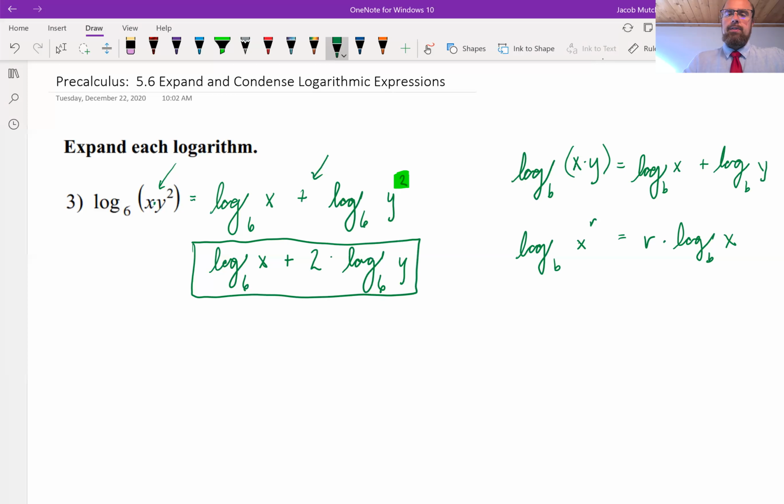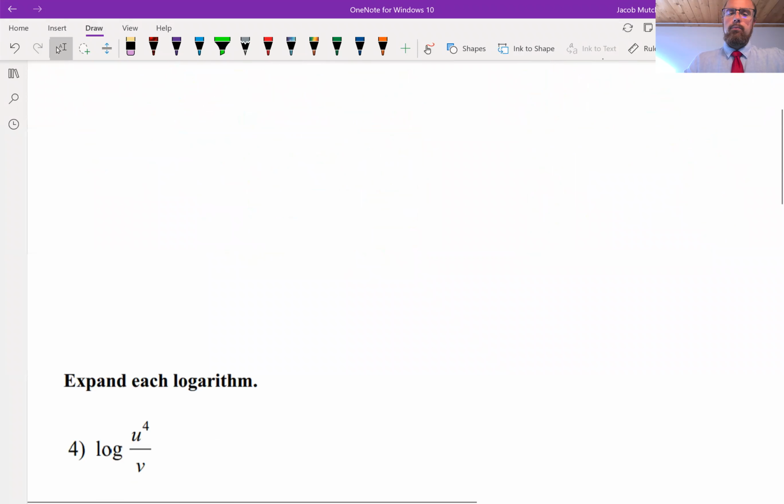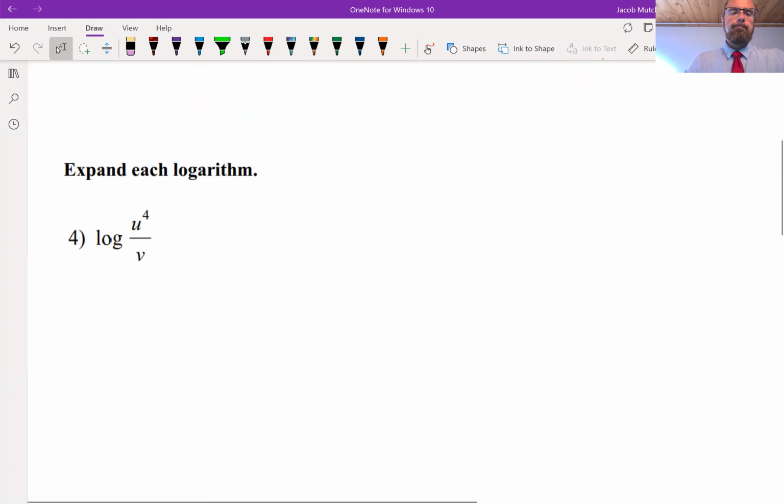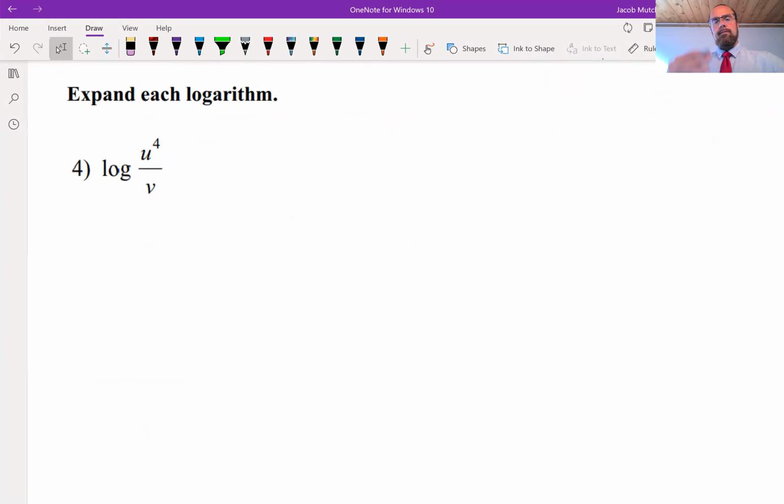Let's take a look at a second example. So our first example was about a product. We converted it to a sum. Our second logarithm example is a quotient. I've got division, and so I need another rule.